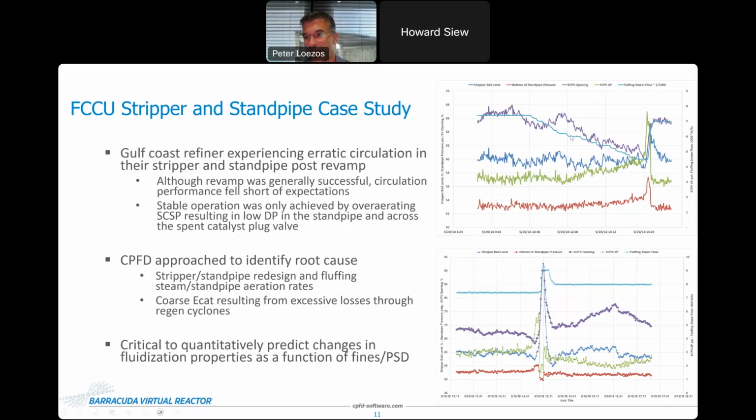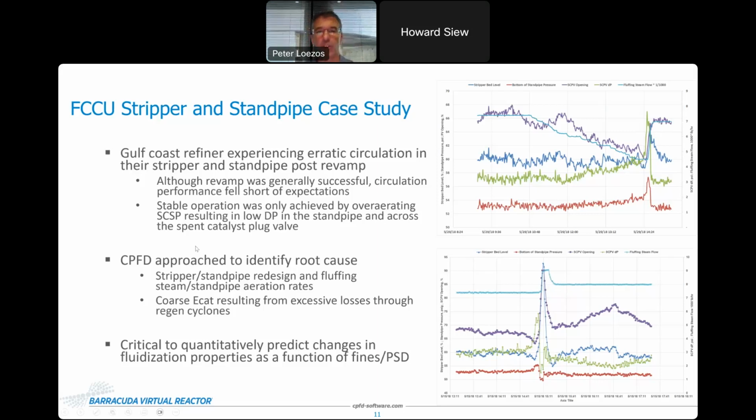Now, as they're reducing the fluffing steam rate, the DP is increasing across the plug valve, right? At which point they do get a circulation interruption, and they have to increase the fluffing steam flow rate back up to the very high level that they were at before, going back to the low DP across the plug valve, right? So the plot below says the same thing. I'm not going to go through it.